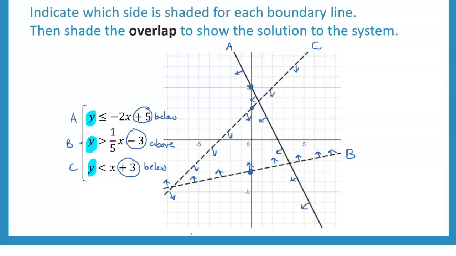And we ask, which region, which section of this graph satisfies all of those constraints? Well, we have down arrows, left arrows, and up arrows here. It looks like it's that triangle right in the middle. This is our region of solutions to this entire system.